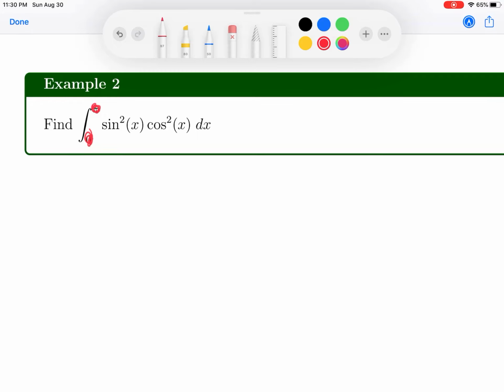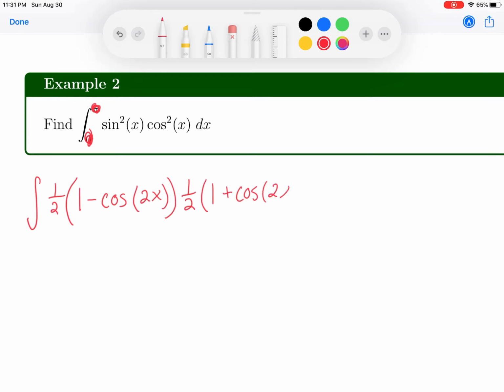So let's go ahead and start off, pretending the bounds aren't there. So we have sine squared x times cosine squared x. We need to evaluate this. We're going to use both of those identities. So let's do that. All right, so for sine squared x, we're going to replace that with 1/2 (1 minus cosine 2x), and then cosine squared x, we're going to replace that with 1/2 (1 plus cosine of 2x) dx. Beautiful. I mean, it might not look beautiful, but it's actually pretty helpful.